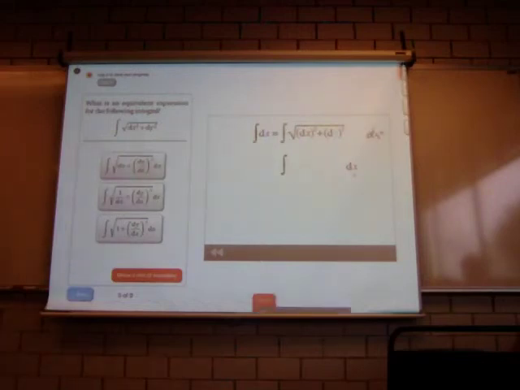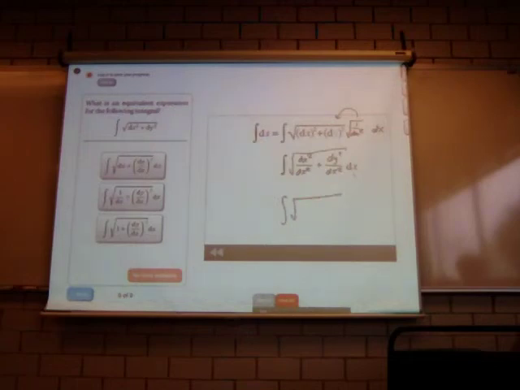We want to have a dx outside, so let's just put one there. Of course, if we multiply by dx, we have to divide by dx to keep the value the same. Now we can distribute this 1 over dx into the square root. 1 over dx is actually the square root of 1 over dx squared. See if you can take it from here. If we distribute this 1 over dx squared term into this square root, we now have the square root of dx squared over dx squared plus dy squared over dx squared. This leaves us with the square root of 1 plus dy dx, all that squared, dx.